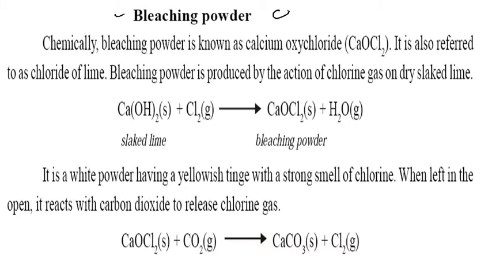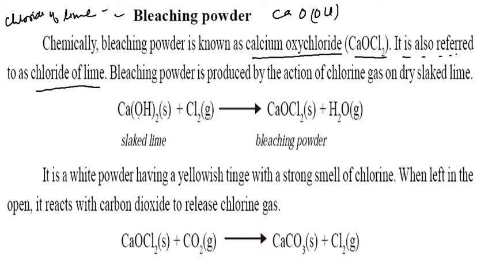Now come to the bleaching powder. Bleaching powder has the formula CaOCl2. It is calcium oxychloride. You can see here, it is calcium oxychloride. It is also referred to as chloride of lime. Isko hum chloride of lime bhi bolte hain. So always remember, it is chloride of lime.